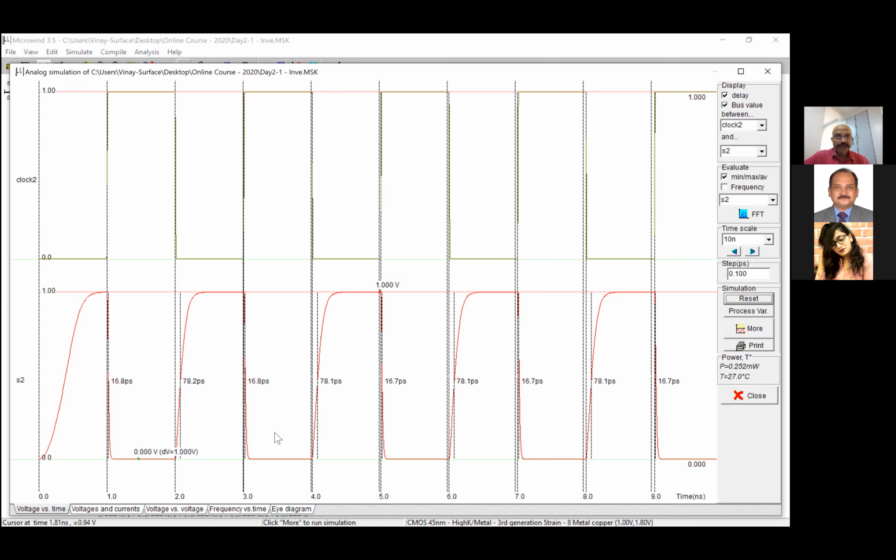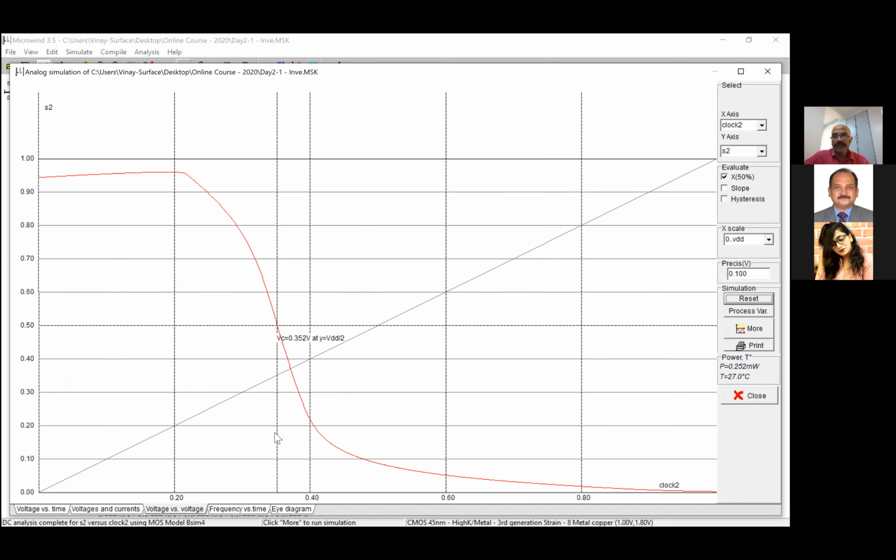Now if you go to the voltage versus voltage curve, what do we see here? Instead of 0.58, it is coming 0.35. So definitely we have made an improvement. We have shifted the quiescent point towards the lower side. But probably my current calculation was not enough, and my current should have been more for the NMOS so that it can drift the quiescent point towards the lower side. Maybe I can give one more attempt.